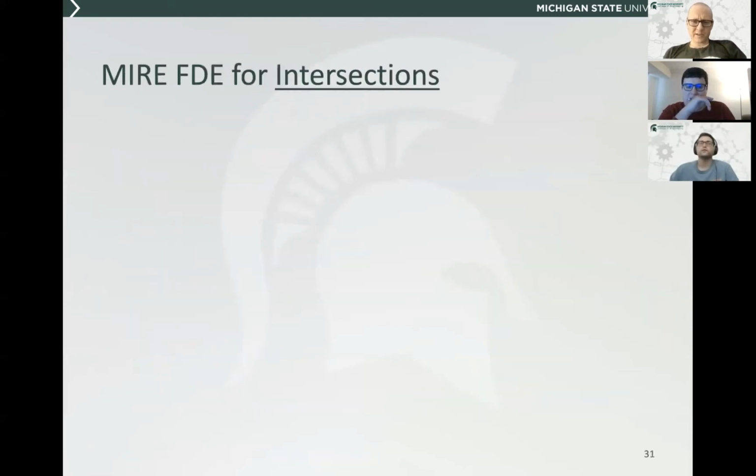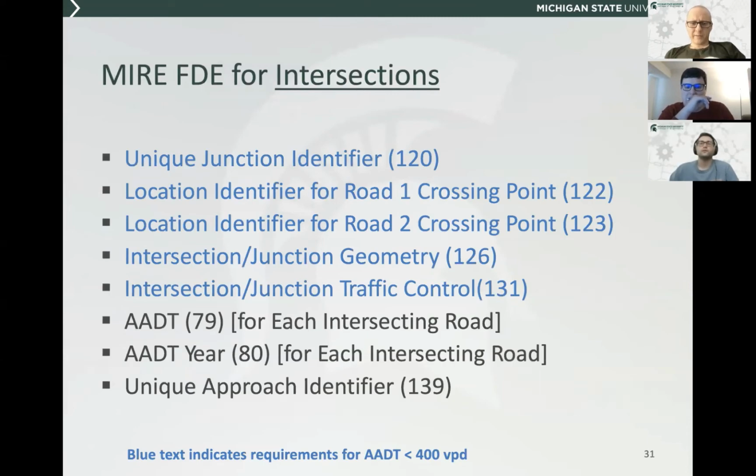In contrast, at intersections, the list isn't nearly as comprehensive in this case. So basically just general information about where those intersections are located. Geometric and traffic control information, so whether it's signalized or stop controlled, yield controlled, whatever the case may be. In terms of the geometry, so whether it's 3-leg, 4-leg, some other type of orientation, traffic volumes, approach identifiers.